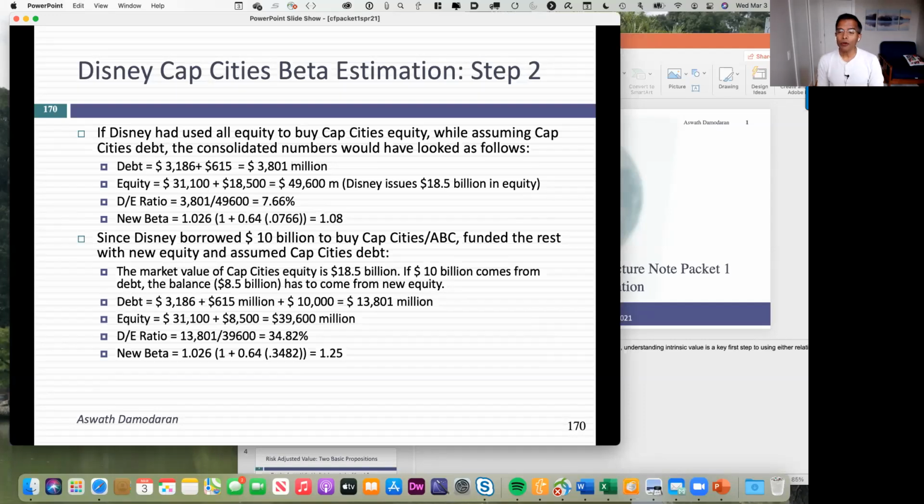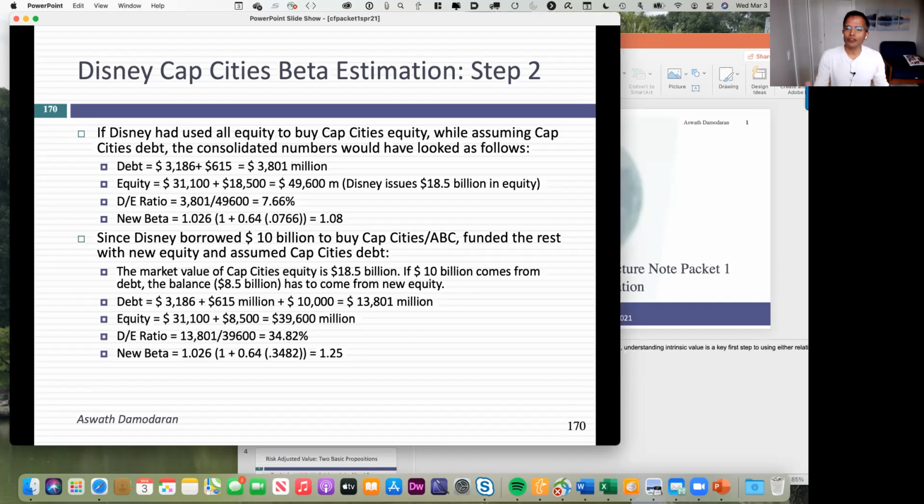In the first, I'm going to assume that Disney used all equity, which basically means they issued shares, because that's how they bought Pixar, that's how they bought Lucasfilms. That's not how they did Cap Cities, but let's say they'd done it that way by issuing shares, all equity. Here's what I'm going to do. I'm going to compute the debt to equity ratio for Disney after the acquisition.